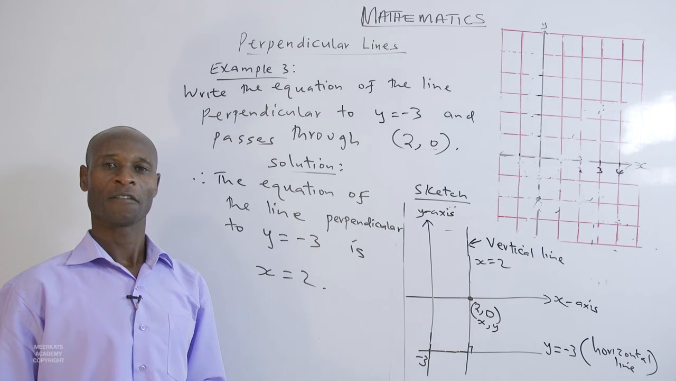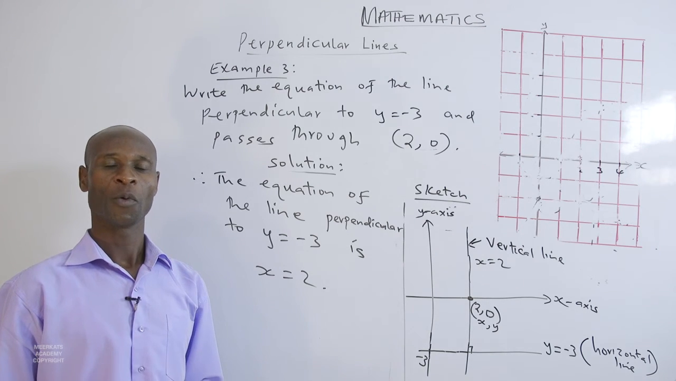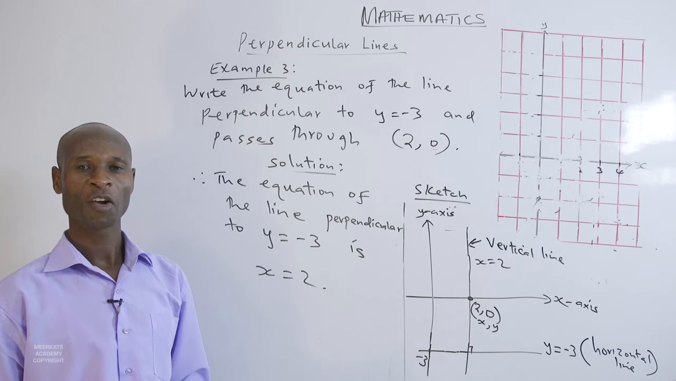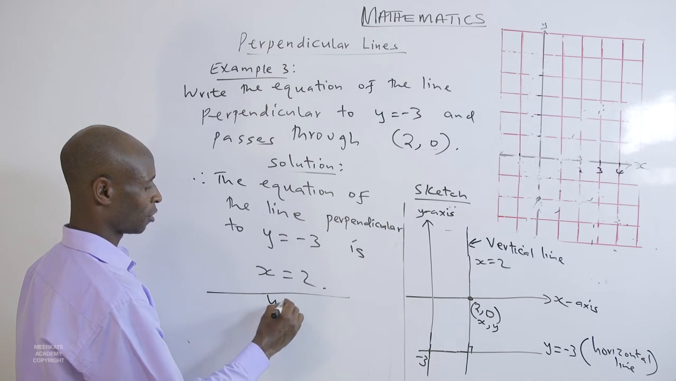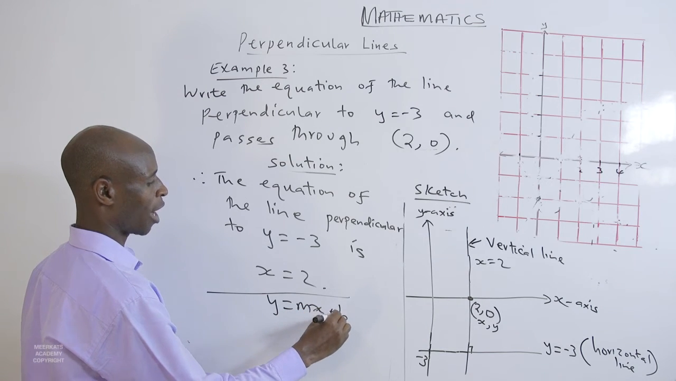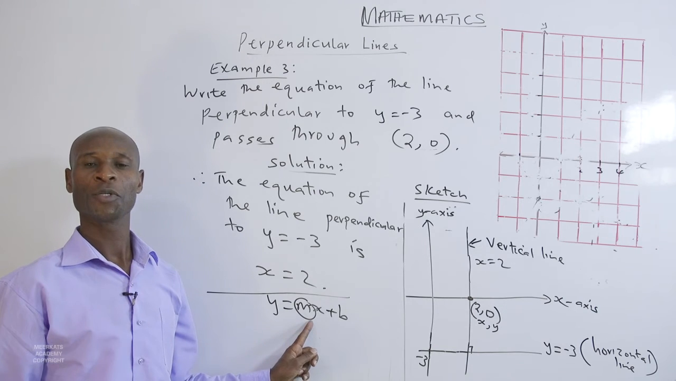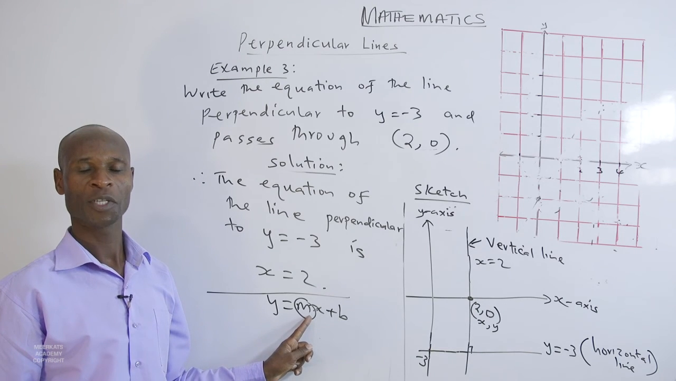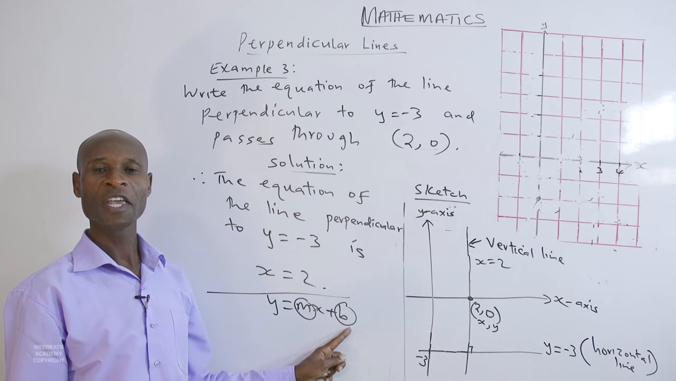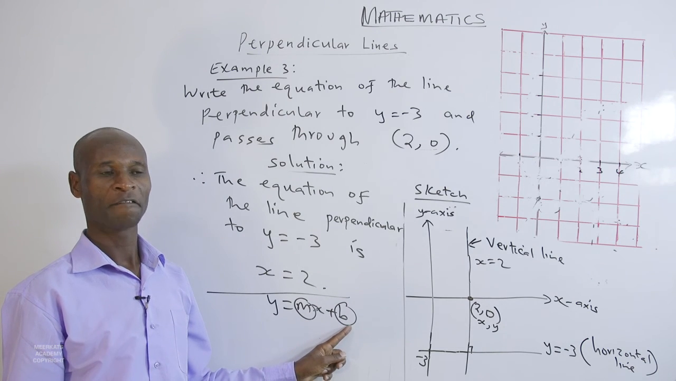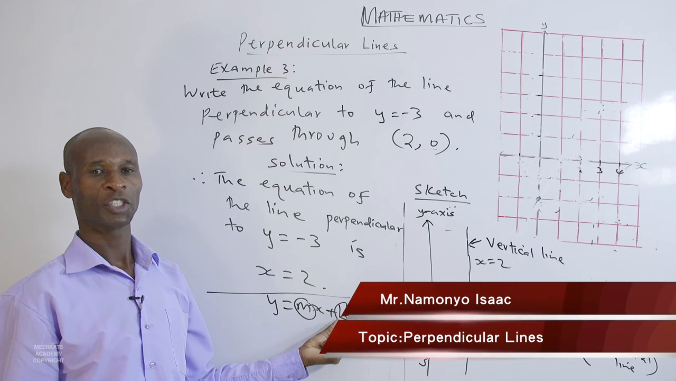We have said that for us to determine the equation of a line perpendicular to another line, we need first of all to write the general equation of a straight line, which is y is equal to mx plus b. Then substitute the value for m, which is the gradient, and also find the value of b, which is the y-intercept, and finally substitute in that particular linear relation.